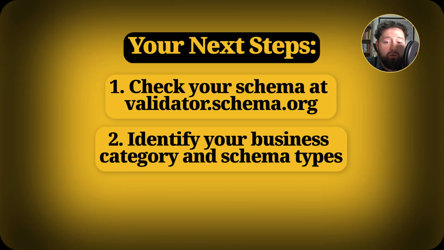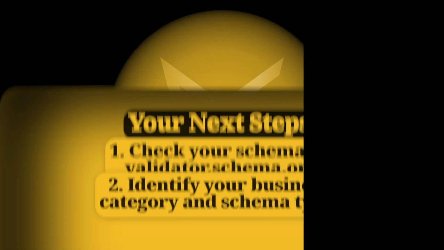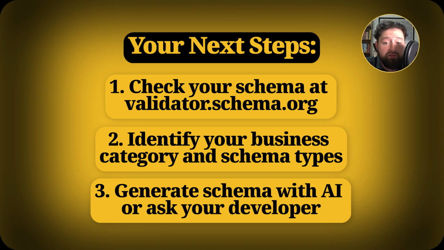Step 2, figure out which category your business falls into from the framework I just gave you. That tells you what schema types you need. Step 3, either generate it yourself using AI or talk to your web developer about adding it. If you use WordPress with Rank Math, it is incredibly simple to add schema.